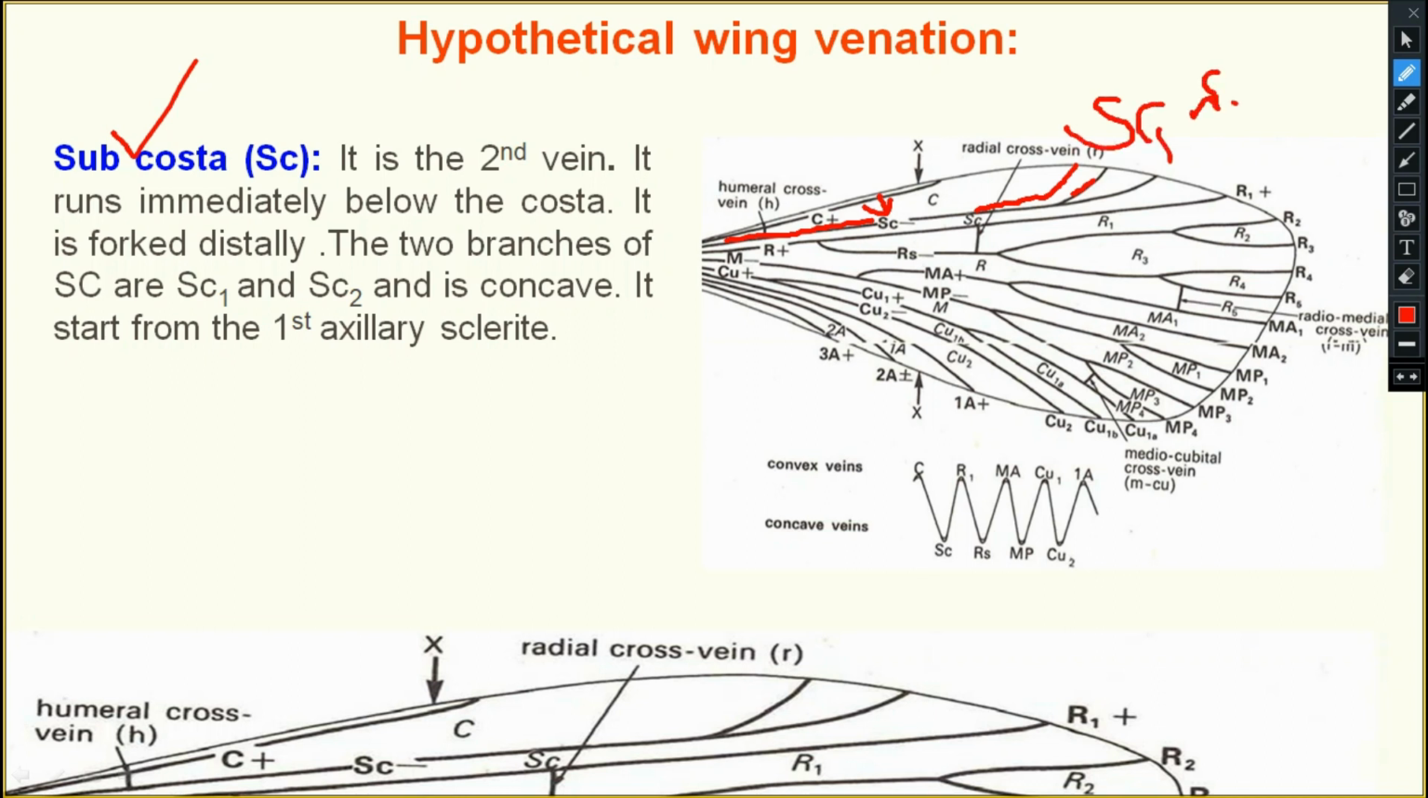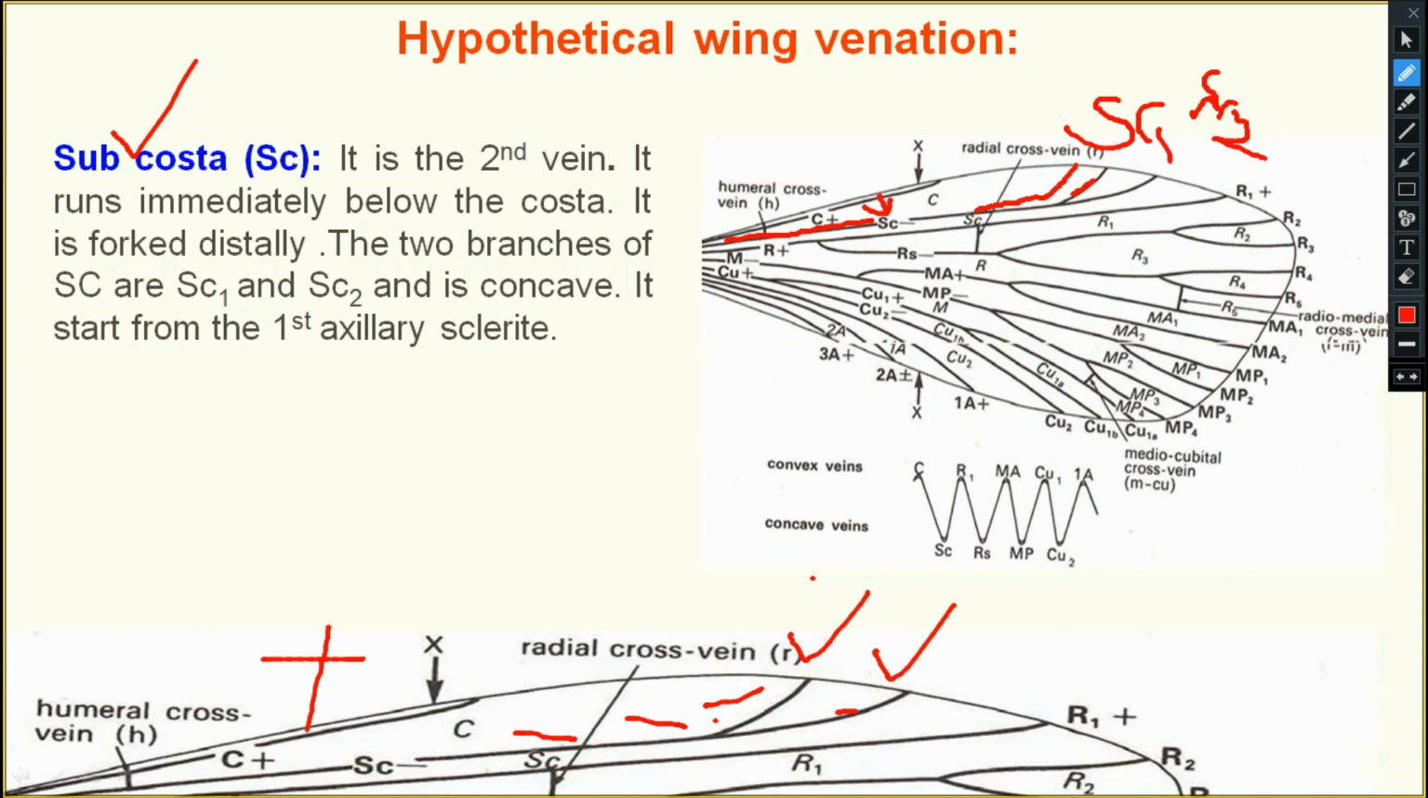SC2. This will be SC1, and this will be your SC2. Clear? Both are concave in nature. All are concave in nature. Costa is convex, subcosta is concave.